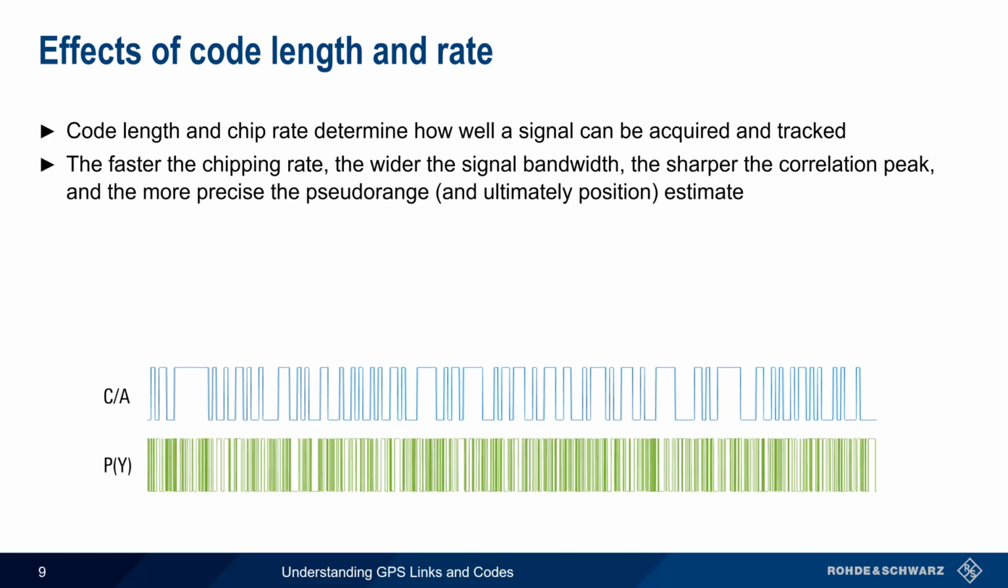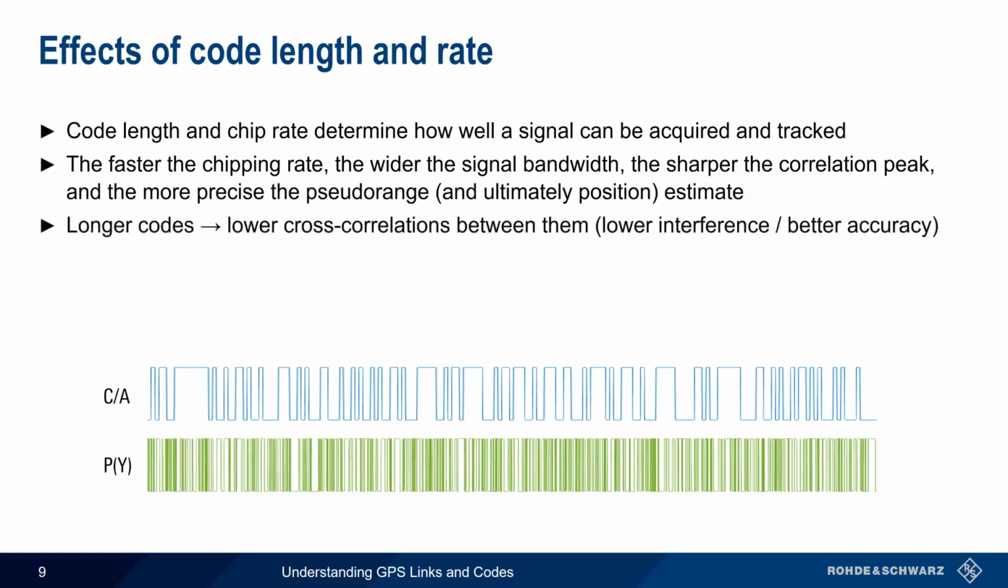There are also several more esoteric aspects of code length. First, longer codes have lower cross-correlation, meaning lower mutual interference and better accuracy. On the other hand, longer codes require greater processing power. This may not be much of a concern today, but the relatively short length of the CA code, 1023 chips, is partly due to the limits in processing power in the 1970s.